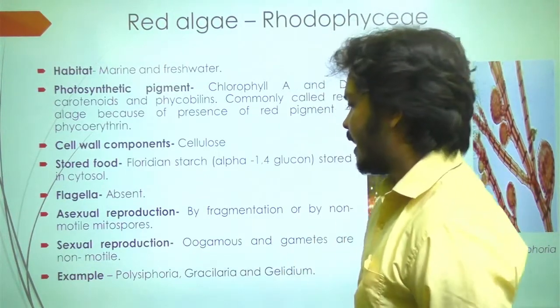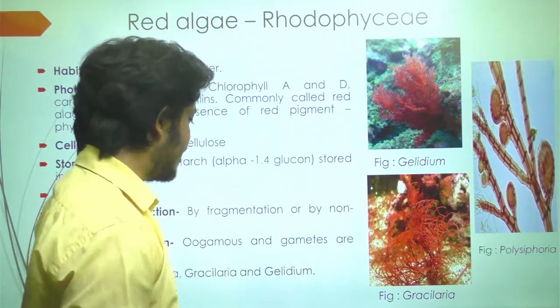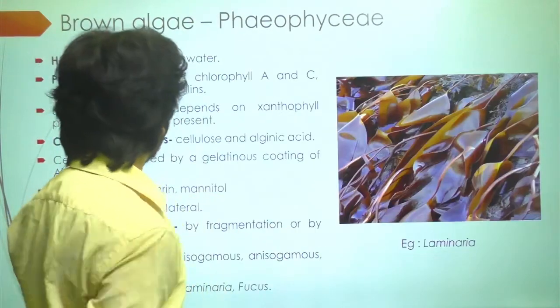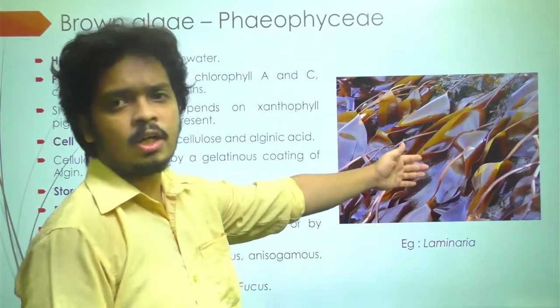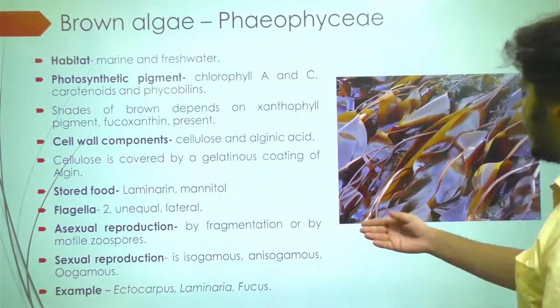Now, examples of Polysiphonia, Gracilaria and Gelidium. So, if it is clear, let's move on to brown algae. Take a look, it's brown in color, so these are brown algae. Best example, Laminaria.